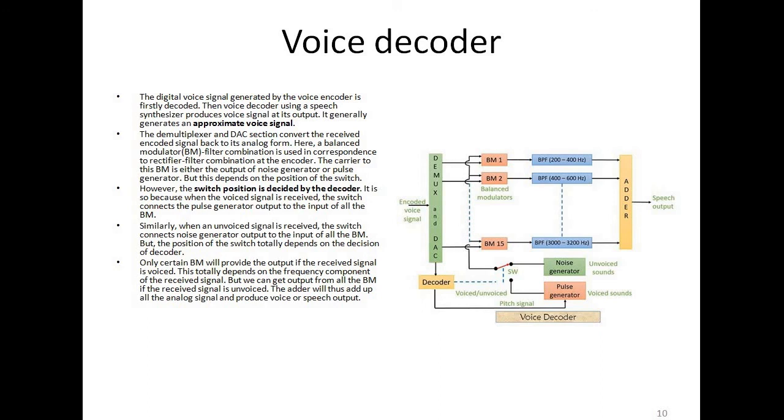Only certain balanced modulators will provide output if the received signal is voiced. This totally depends on the frequency components of the received signal. But we can get the output from all the balanced modulators if the received signal is unvoiced. The adder will thus add up all the analog signals and produce the voice or speech output.